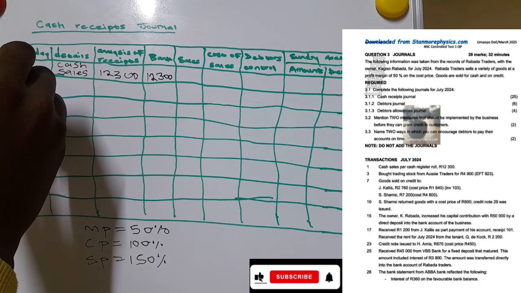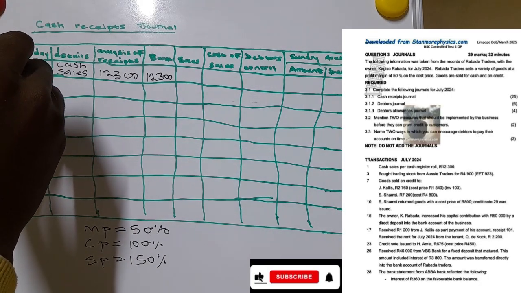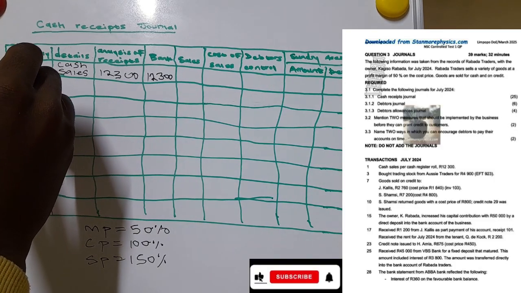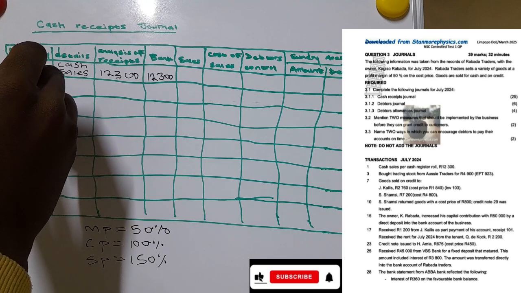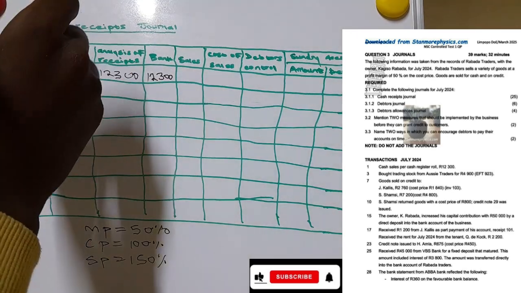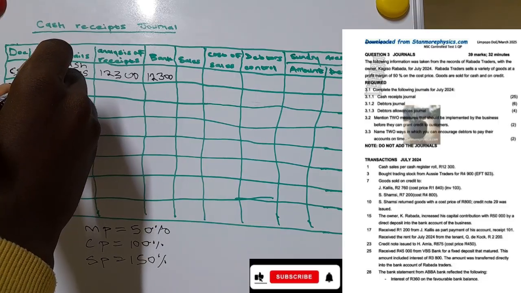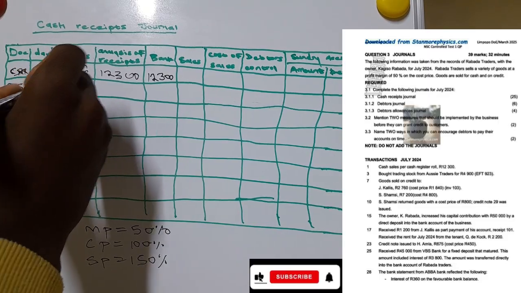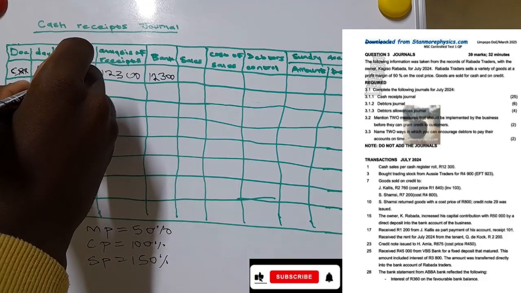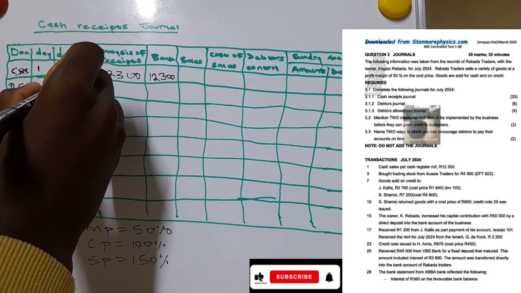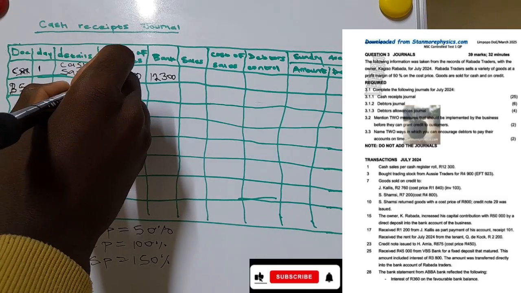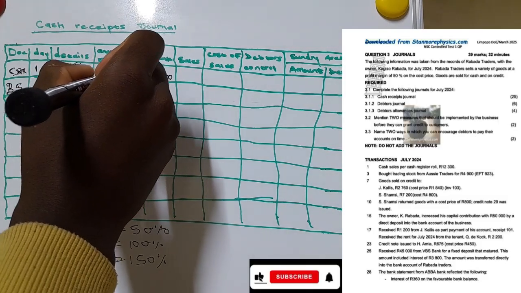You're going to write BS as our document number. Just write BS, but you're not going to get the marks for this one. And then our date, 15. Then details, it's K Rabada. And then analysis of receipt.